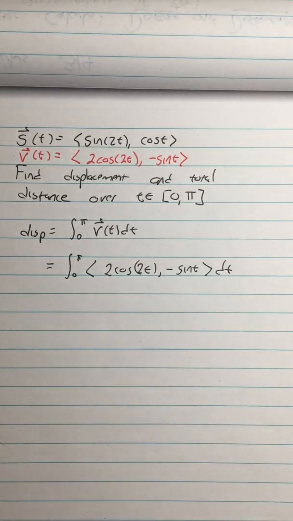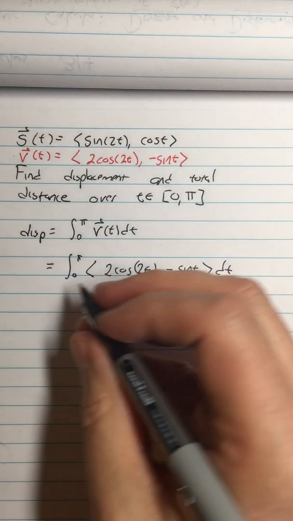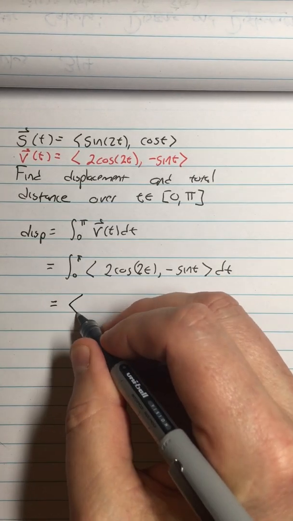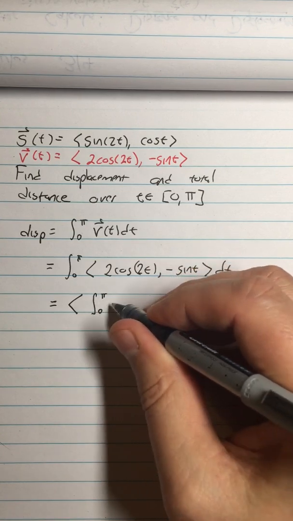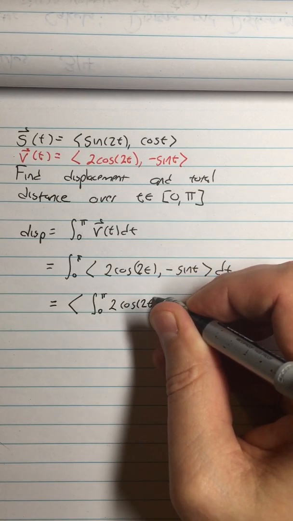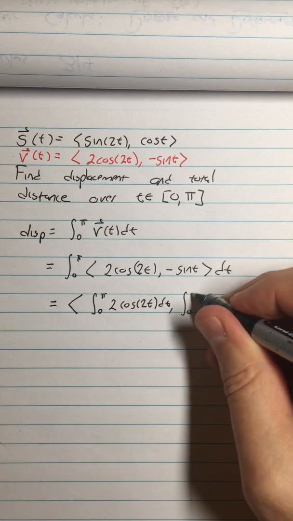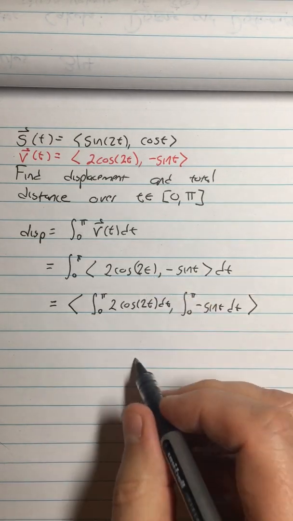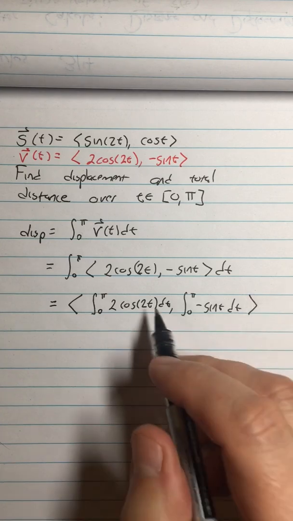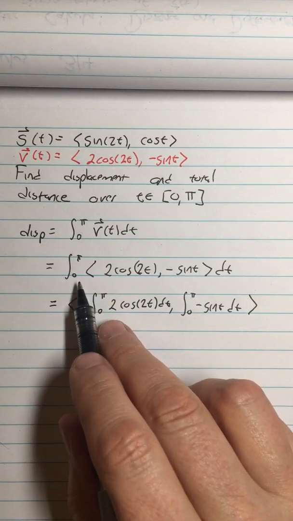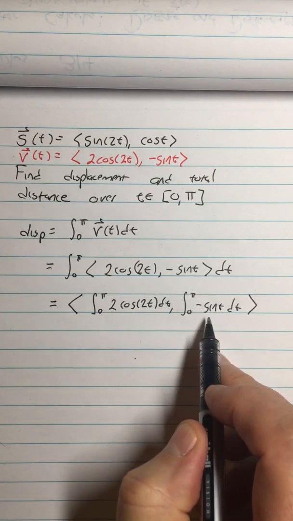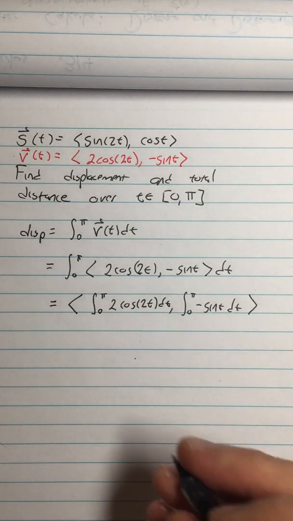So what does that mean? How do I do the integral of a vector? Well, just like derivatives, you just do it component by component. So I'm actually going to write it that way. You don't necessarily have to, but what this integral really means is the vector whose components are the integral from 0 to pi of 2 cosine of 2t dt and the integral from 0 to pi of negative sine of t dt. You could just do this integral directly, but I'm showing that we should have a sense of what the integral of a vector means. It means the vector whose components are the integral of each component. That's common sense anyway.